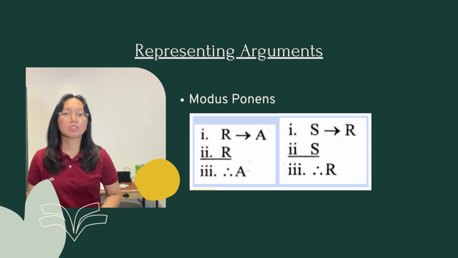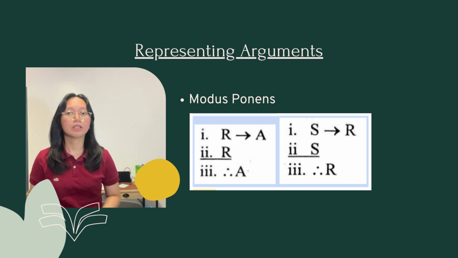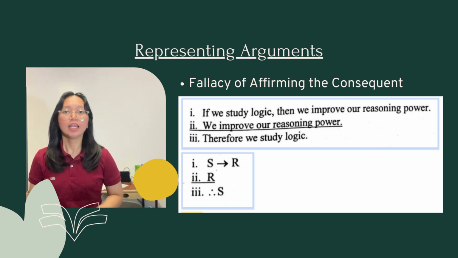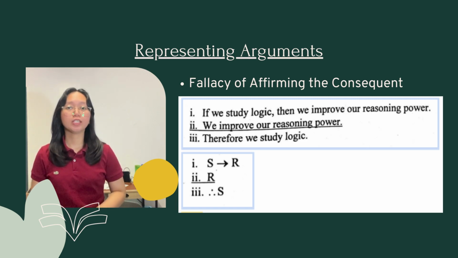It is valid because if you construct the truth table of the argument, it will not have a case where the premise set is true and the conclusion is false. Now, since we have talked about validity, let us tackle invalidity. An invalid argument form is shown on your screens together with its invalid representation. This type of fallacy is called affirming the consequent.